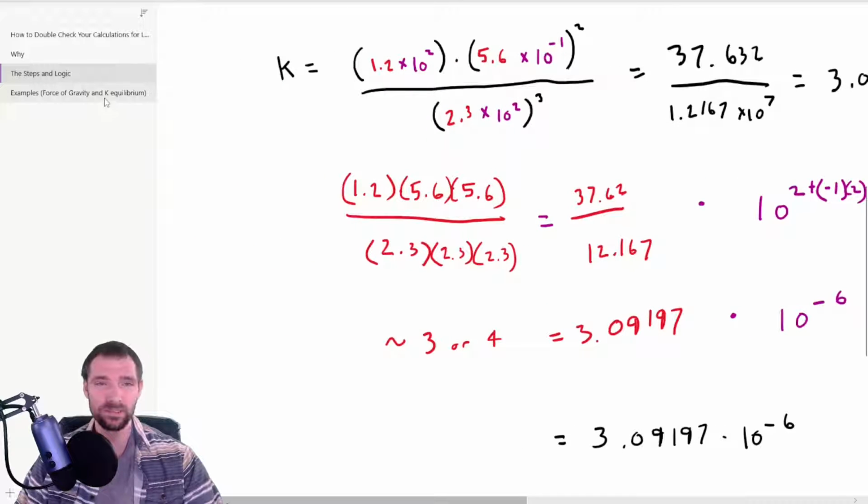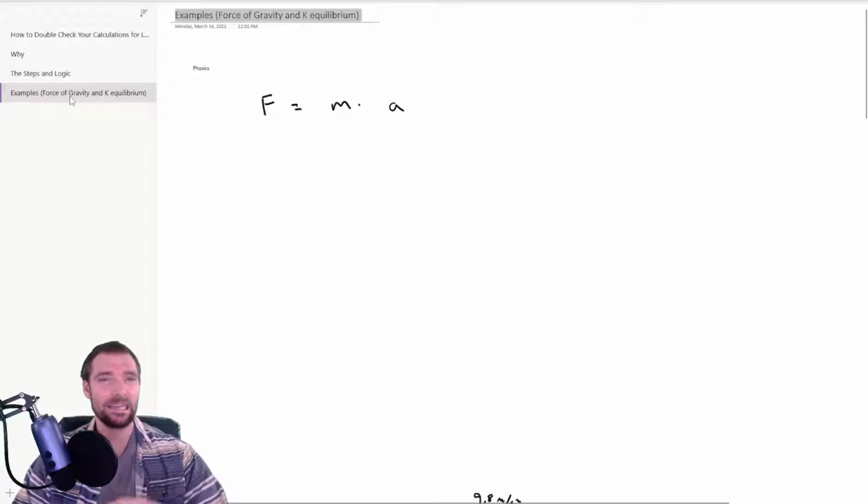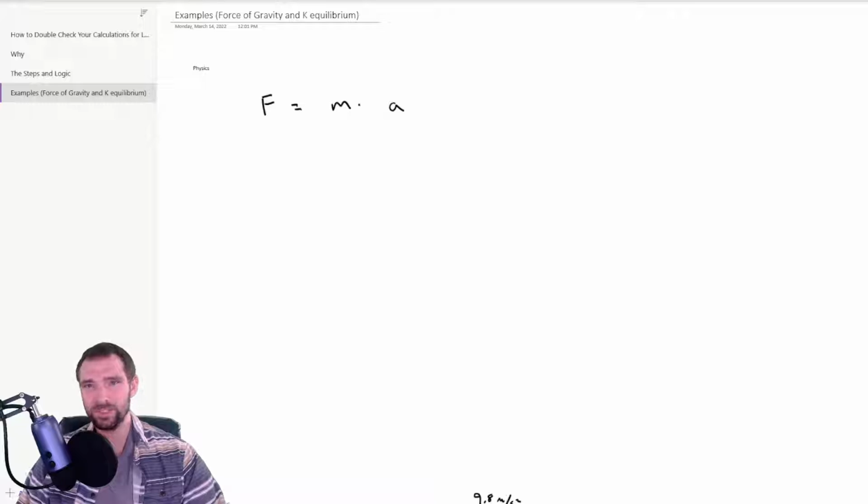And this also works not just with k equilibrium, but with pretty much any problem that involves scientific notation where you're multiplying or dividing. And there's a lot of that in physics and chemistry. So this trick is really useful for when you're combining very large and very small numbers and you want a quick estimate to see what your answer should be.